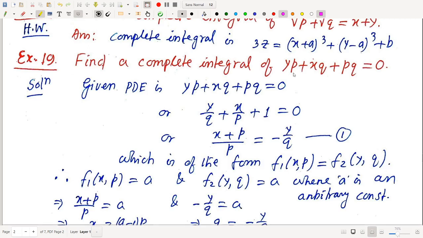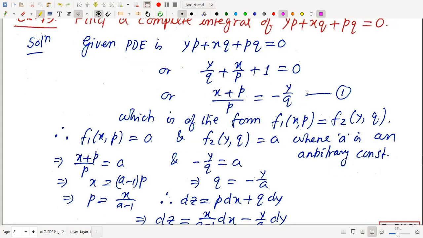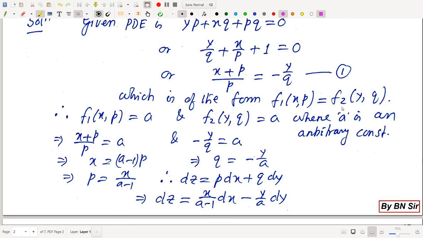Okay, it is not in form 3 directly, we can convert it to form 3. Let us see. So divide both sides by pq, what we get? y by q plus x by p plus 1 equal to 0. So if we take x by p plus 1 on one side, means (x plus p) by p, and y by q on the right side, minus y by q. So this is a function of x and p, this is a function of y and q, which is of the form f1(x,p) equal to f2(y,q), form 3.